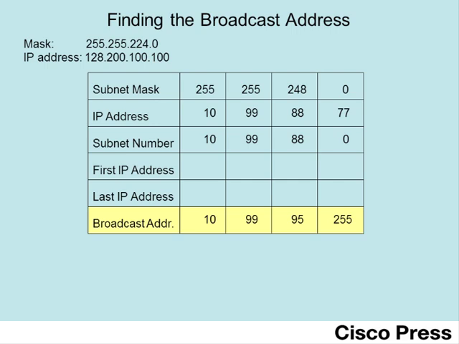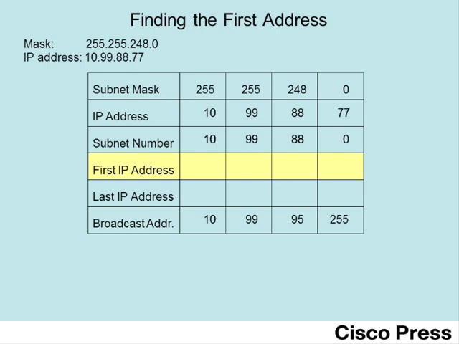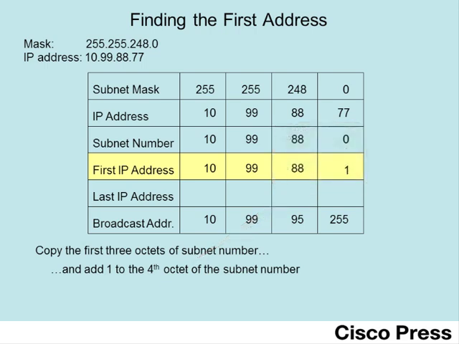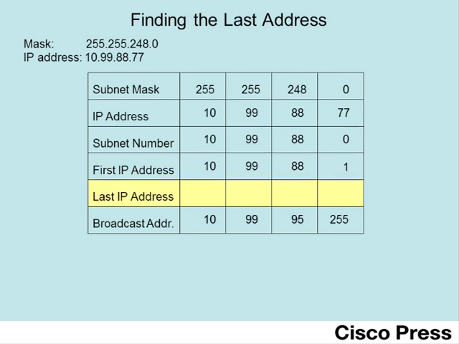Calculating the first and last IP address in the range of addresses in the subnet at this point takes just a little math. To get the first IP address in the range, you just copy the subnet number, and then you need to add 1 to the fourth octet of the subnet number as you see here. So the first IP address in this case is 10.99.88.1.